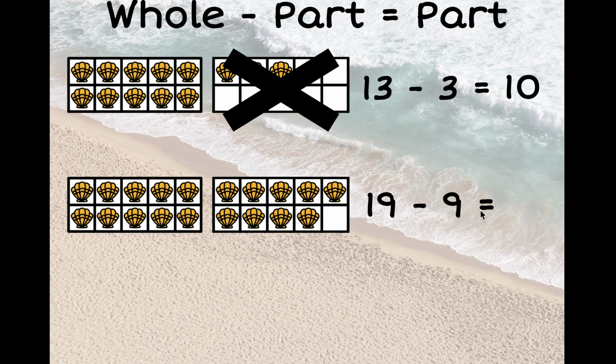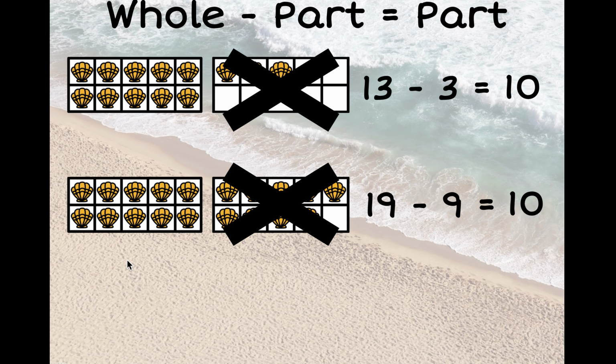Okay, our equation says 19 minus 9 equals, what are you thinking? Do you think it's 9? Do you think it's 10? Do you think it's a different number? Okay, let's look. We have 19, we're going to take 9 away. Whoa. What's left? 10 again. Pretty cool, huh? Pretty neat. Now, wasn't that so much easier than trying to find 19 fingers and taking 9 away? Or drawing 19 random circles?